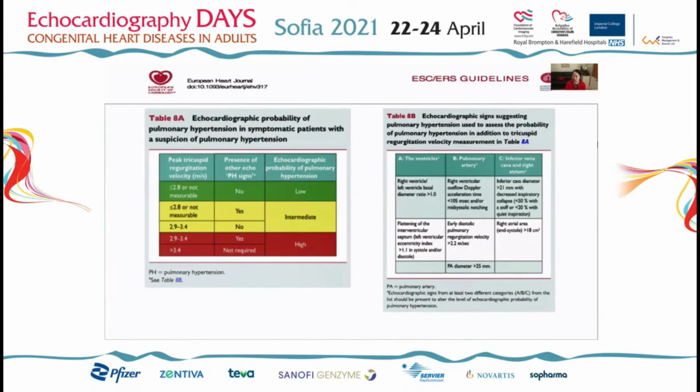Then we can look at the IVC, whether it is dilated and not collapsing. And also the right atrium dilated, with an area of more than 18 centimeters squared. Those are all indirect signs of PH. So combined with TR velocities, the probability of PH can be made.